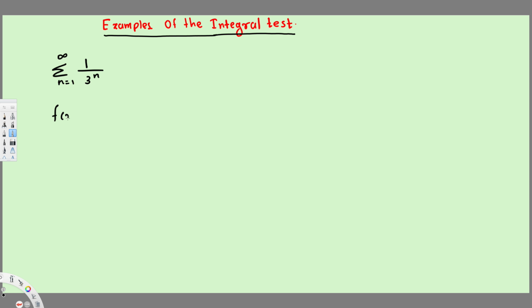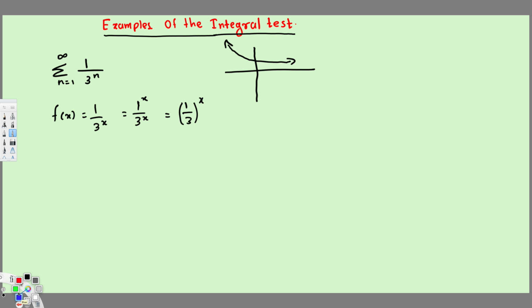So let's say f of x is equal to 1 over 3 power x, and if you see, we can write this one as 1 power x over 3 power x, because 1 power anything is going to be 1. So we can write this one like this, and this is going to be 1 over 3 altogether to the power x. And if you draw the graph for this function, that's going to look like this, right? And if you see, this is continuous and decreasing, therefore we can definitely use the integral test. So let's go ahead and use the integral test for this one.